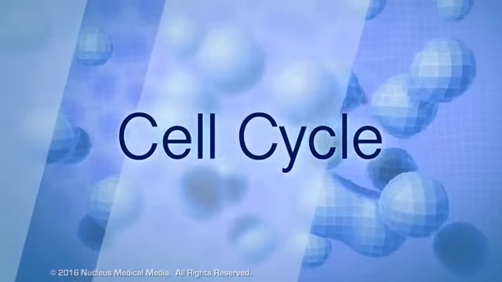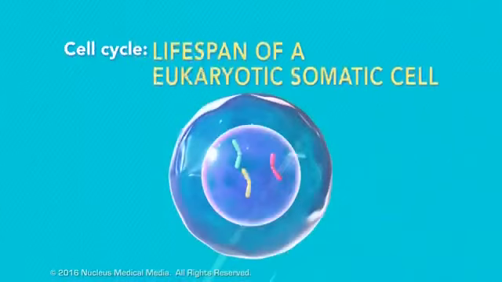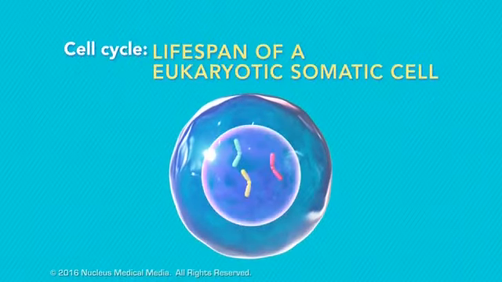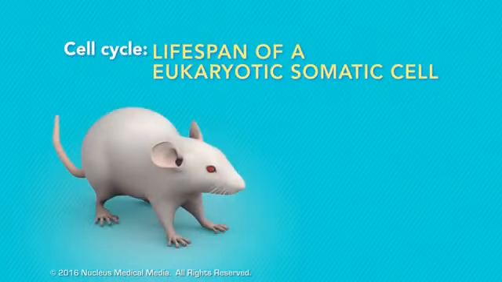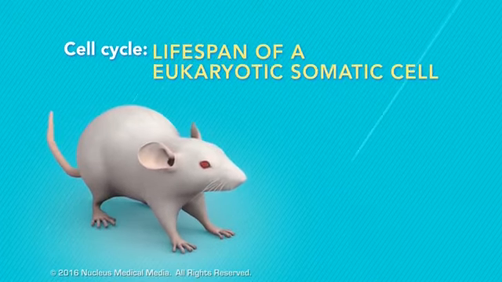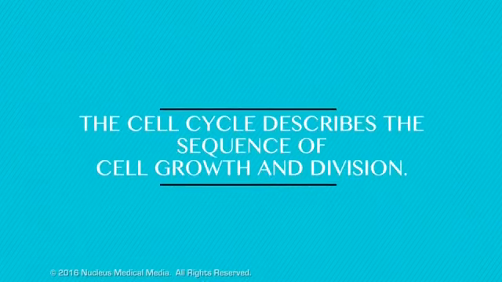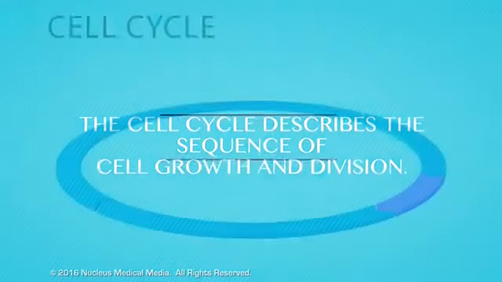In this lesson, we'll be looking at the cell cycle. This is the lifespan of a eukaryotic somatic cell. A somatic cell is any cell in the body of an organism, except for sex cells, such as sperm and egg cells. The cell cycle describes the sequence of cell growth and division.